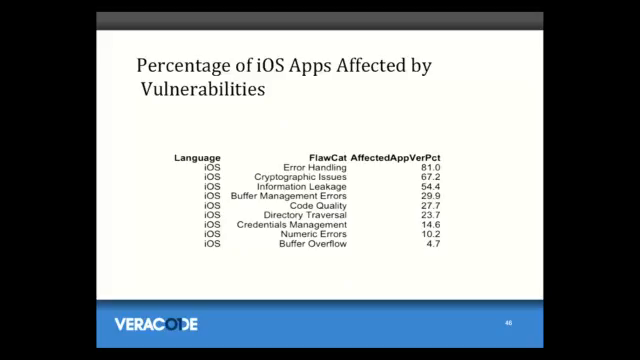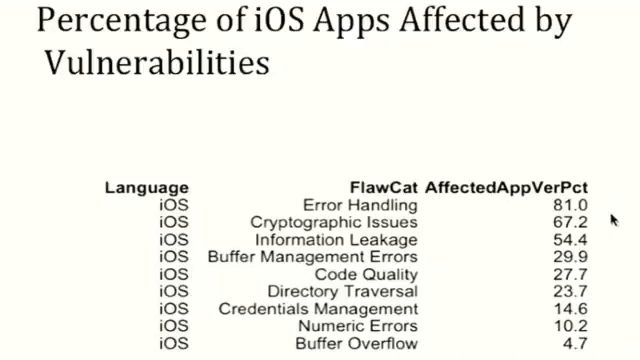And then we have some data on iOS. 81% had error handling issues. This is more of a code quality problem. But 67% had cryptographic issues. So not quite as bad as Android. Maybe the APIs are a little bit easier. The example code's a little better on iOS. But still a very high percentage.